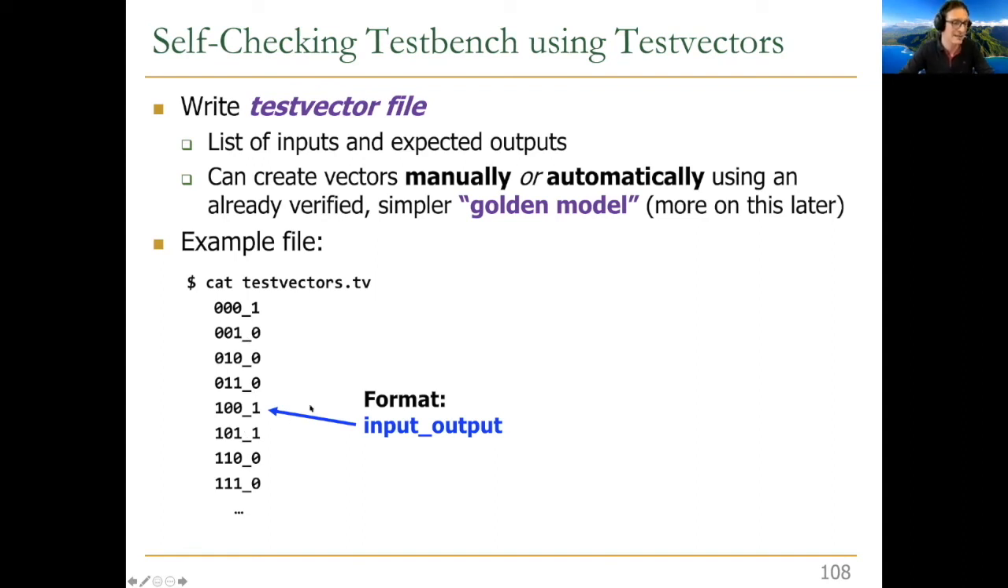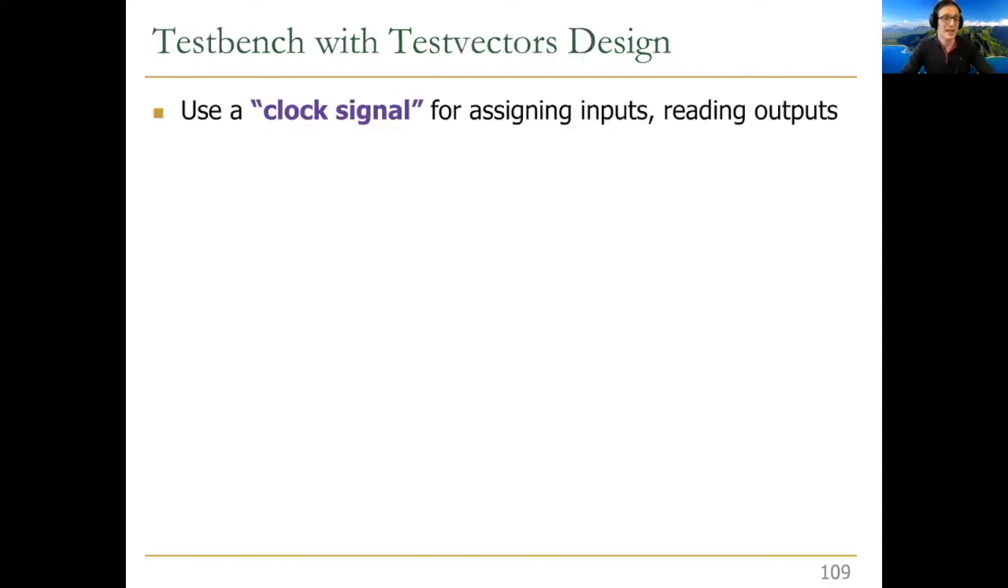So that's the format. With small circuits, it's easy to write. With large circuits, it's also a bit easier than hard coding in the Verilog again, right? Because now you're doing it in a methodical way in a file. And now you use a clock signal for assigning the inputs and reading outputs. Now you can actually automate this much better, right? Let's take a look at how this is done.